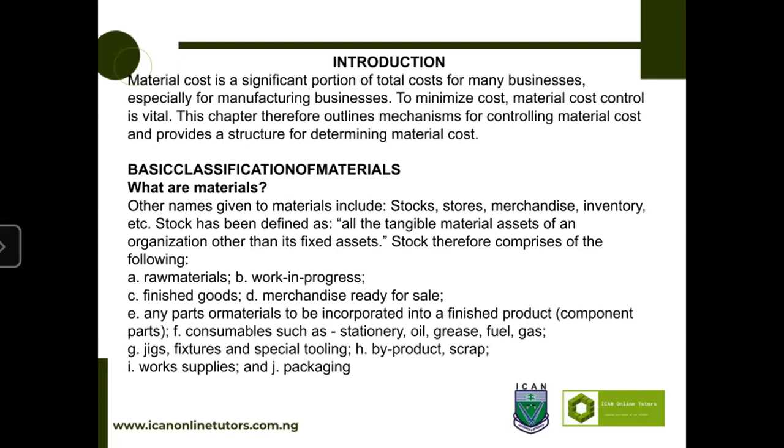The various classifications of material that we have include raw material, work in progress, and finished goods. But we also have one we call merchandise, material that is available for sales. According to IFRS 5, assets held for sale are not for sales, but this is material ready for sales. The procurement of material in order for you to resell it is what we call merchandise ready for sales.